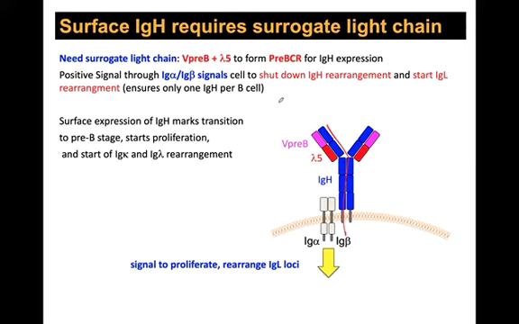But the problem is heavy chains are not stable without their light chains. You haven't rearranged the light chain yet. So what you need is the surrogate light chain. And it's really just 2 proteins. They're soluble, they're expressed by B cells. And these bind to the newly rearranged or the newly expressed heavy chain and stabilize it.